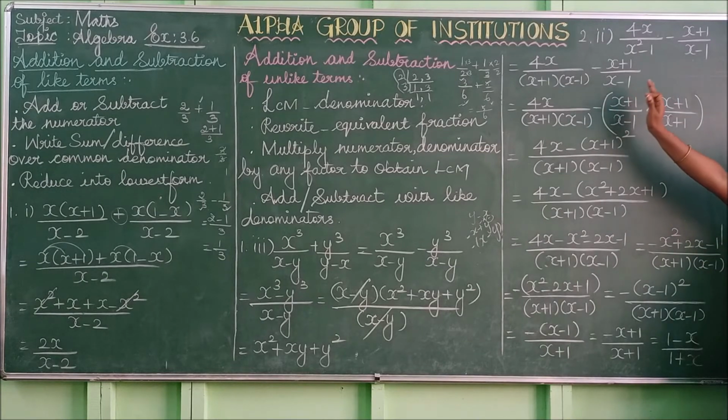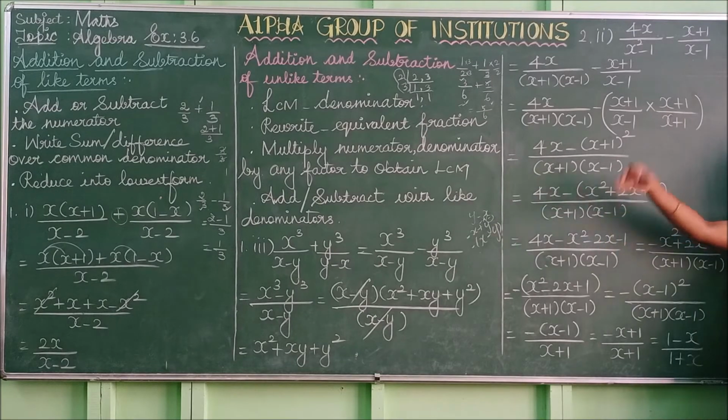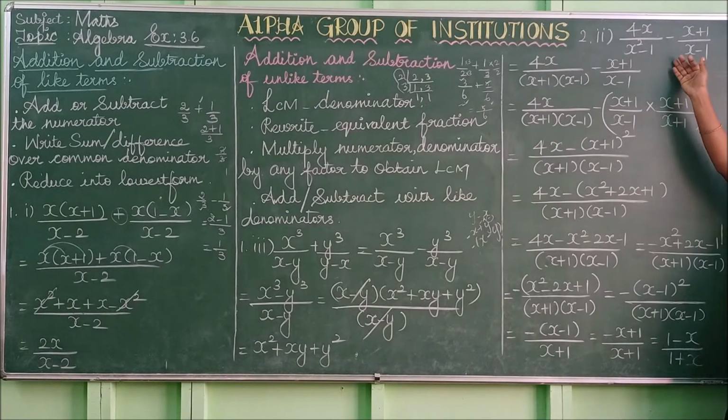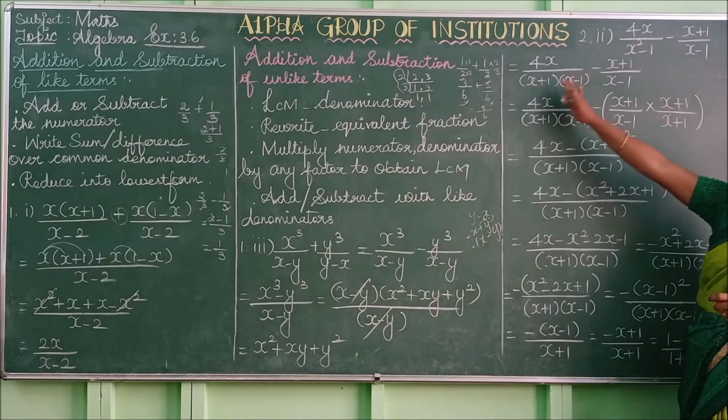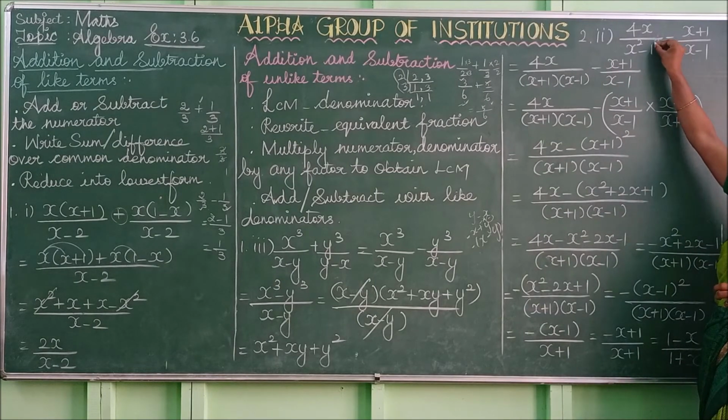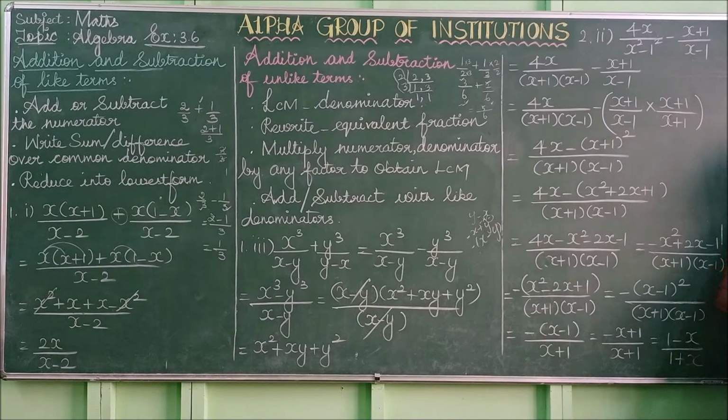Then move on to the next problem, which is also simplification. Before, we solved addition problems; now we are going to do a subtraction problem. Listen, what is the question? 4x divided by x squared minus 1, minus x plus 1 divided by x minus 1. 4x can be written as it is. The denominator is in the form of a squared minus b squared. The formula for a squared minus b squared is a plus b into a minus b. Here a is x, b is 1, so x plus 1 into x minus 1.